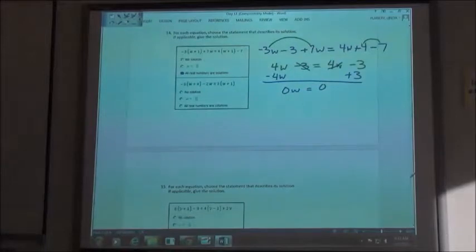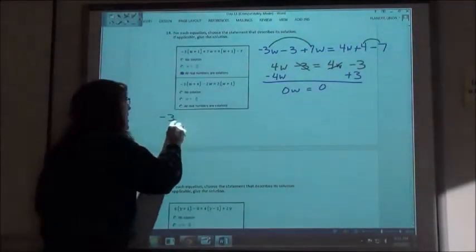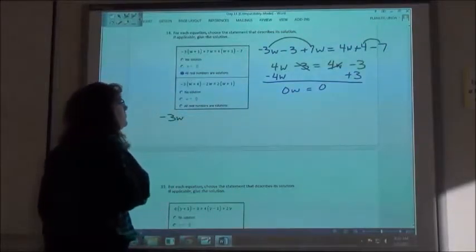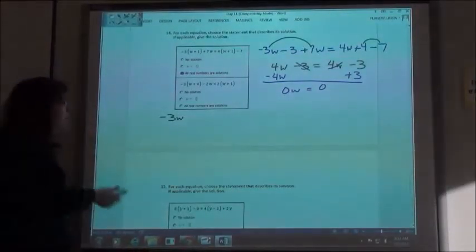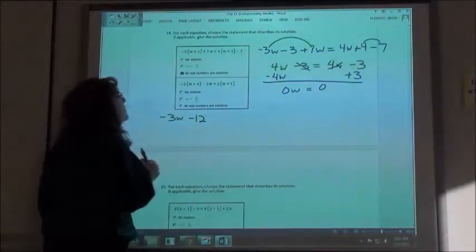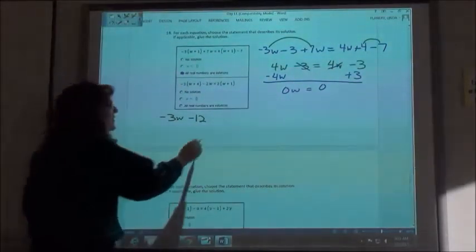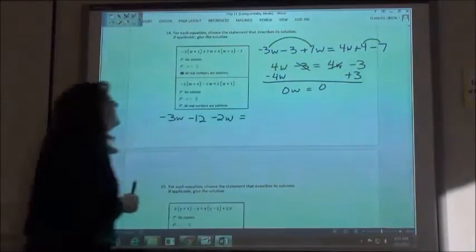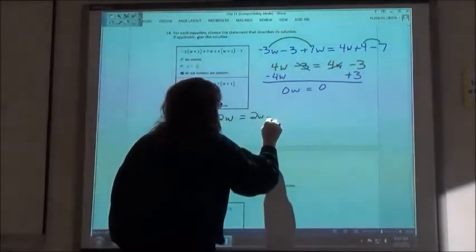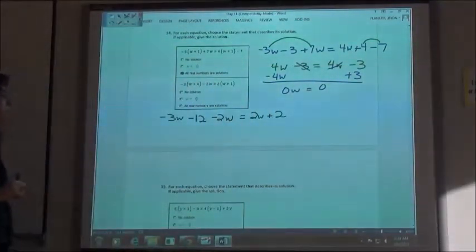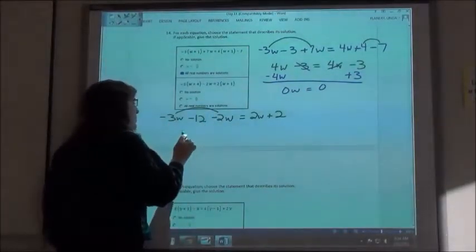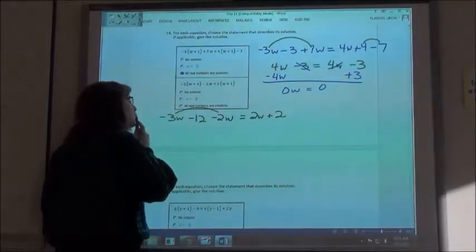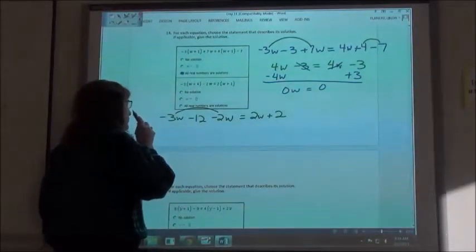Next one there. This can be negative 3W. Negative 12, minus 2W, can't forget that guy, equals 2W plus 2. So then we do the 3W and the minus 2W. Negative 3W plus minus 2W is going to be negative 5W.